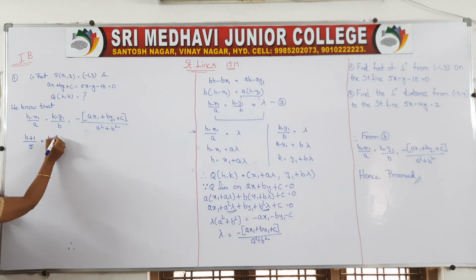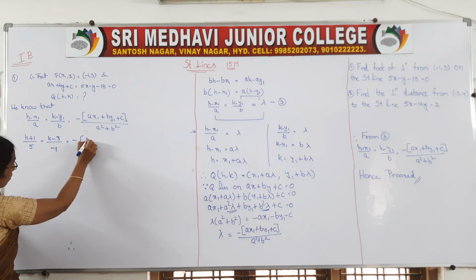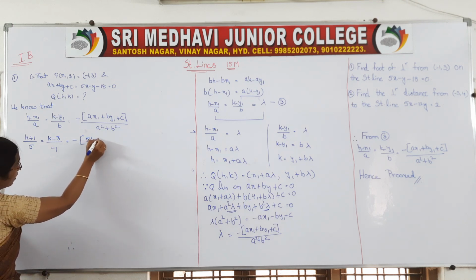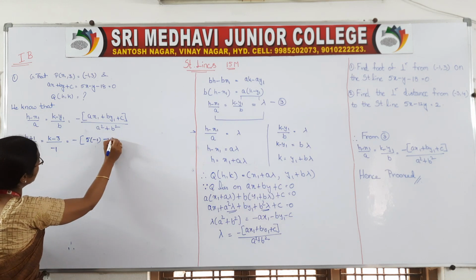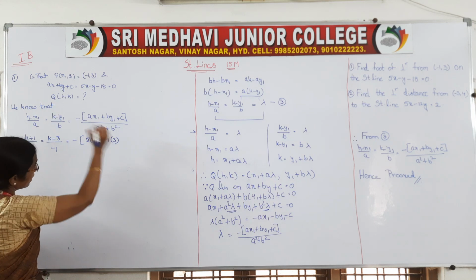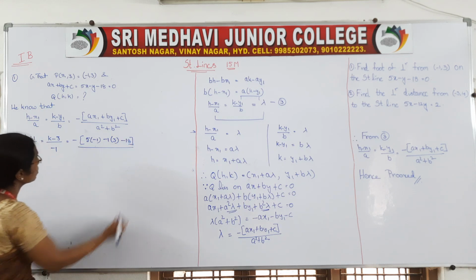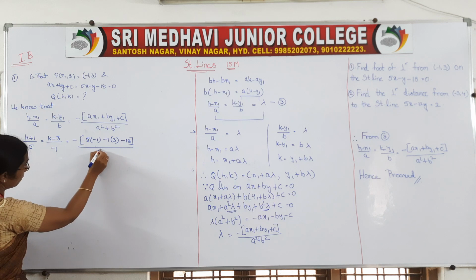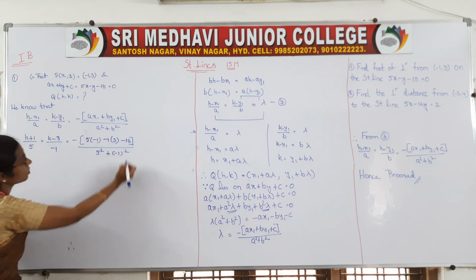What is y1? 3 by b. In b place we are having minus 1 is equal to minus of ax1 5 into x1 minus 1 plus by1 minus 1 into 3. C value minus 18 divided by a square 5 square. Next b square minus 1 whole square.